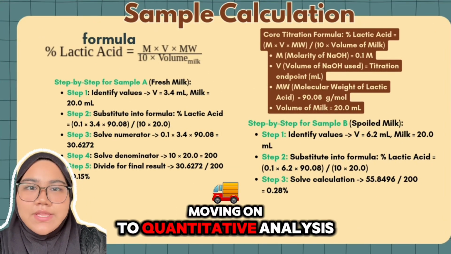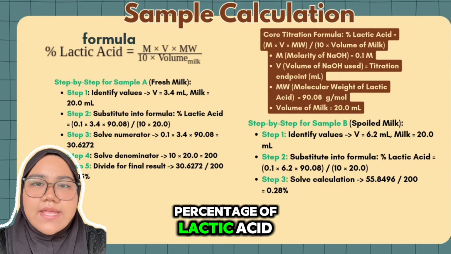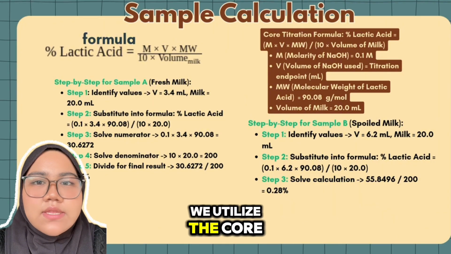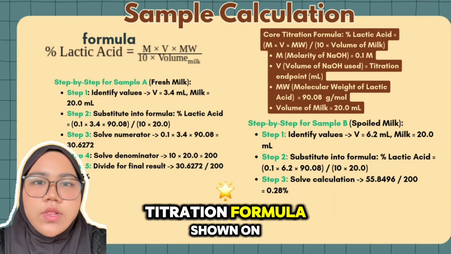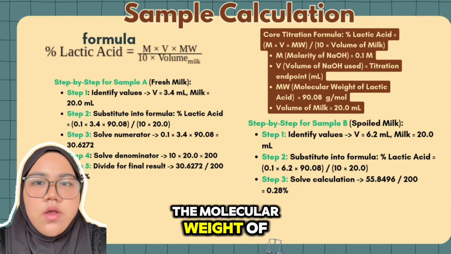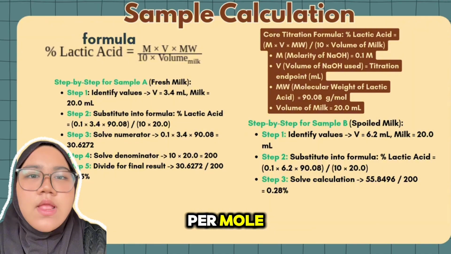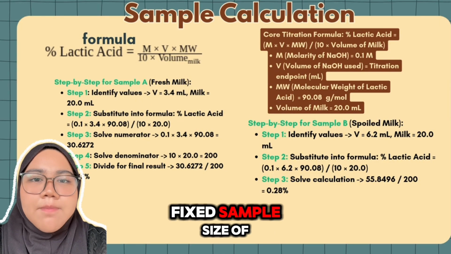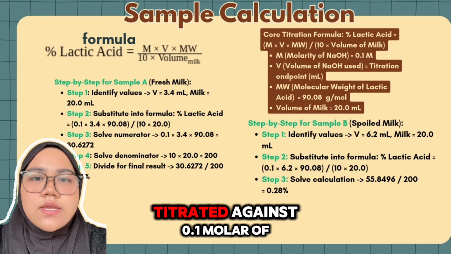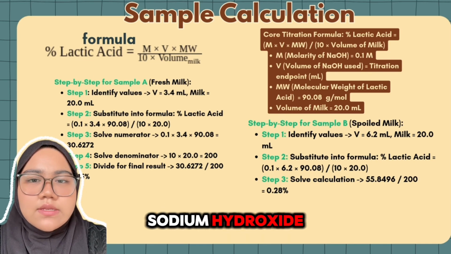Moving on to the quantitative analysis, to calculate the exact percentage of lactic acid in our milk samples, we utilize the core titration formula shown on the screen. The molecular weight of lactic acid is 90.08 gram per mole, and we use a fixed sample size of 20 ml of milk titrated against 0.1 molar of sodium hydroxide.